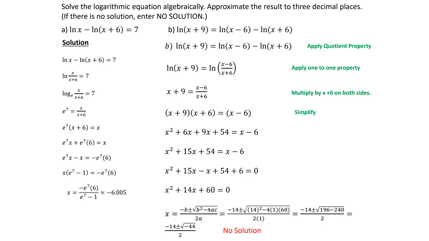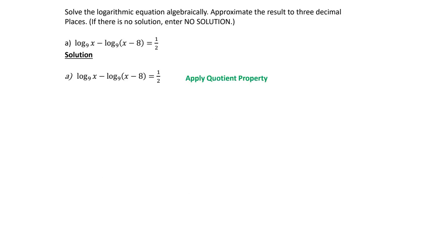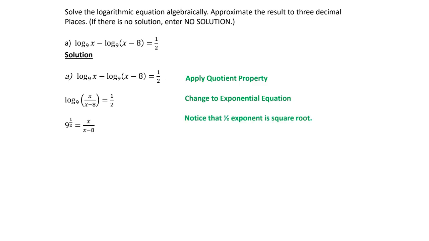So I can do this very last one. Okay, so we have log of x minus log of 9, x minus 8. I need to solve. Again, the first thing I'm going to do is apply the quotient property to the left side to condense those two logs. So I have log base 9 of x divided by x minus 8. And again, I'm going to change it to its exponential form.